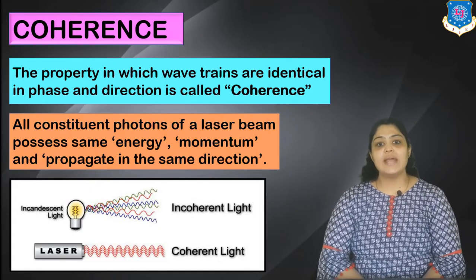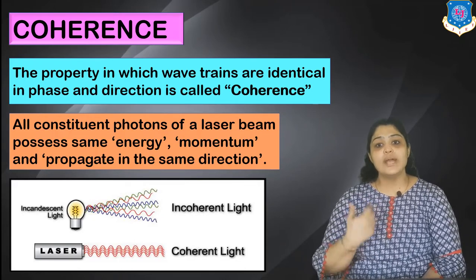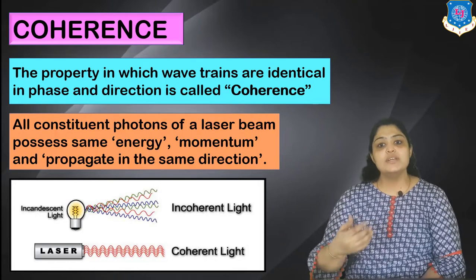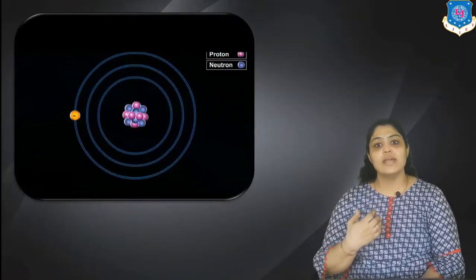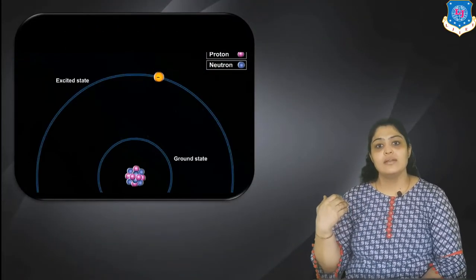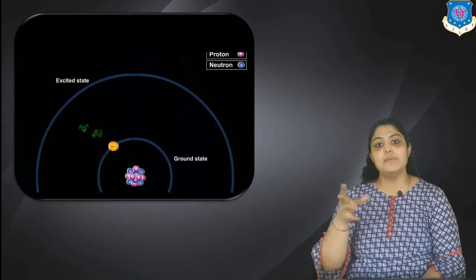I will be showing you an animation in which two types of light sources are shown. First we will see what is incoherent light. You can see the excited atom liberates photons in different directions. So this is a normal light source. Can you see photons scattered in different directions? They are not traveling in the same direction.